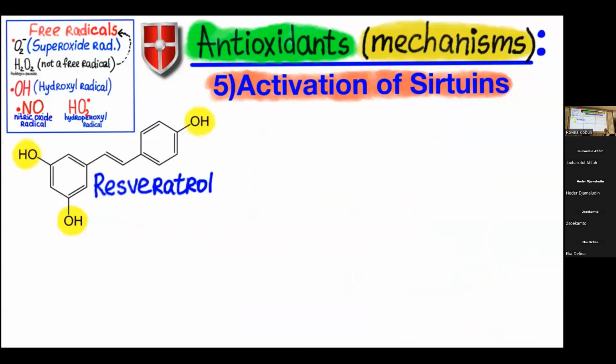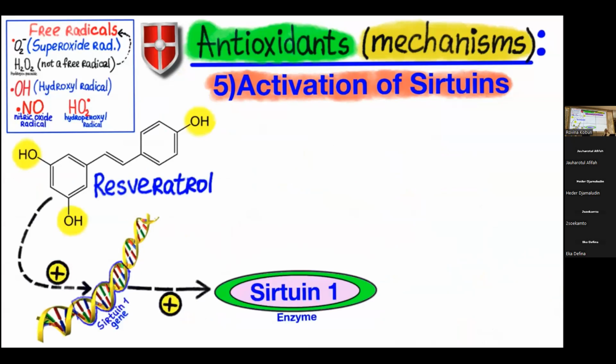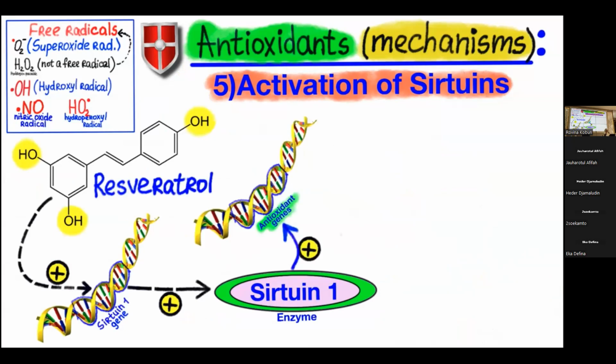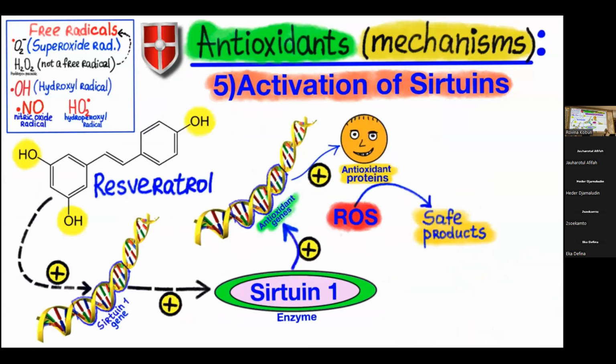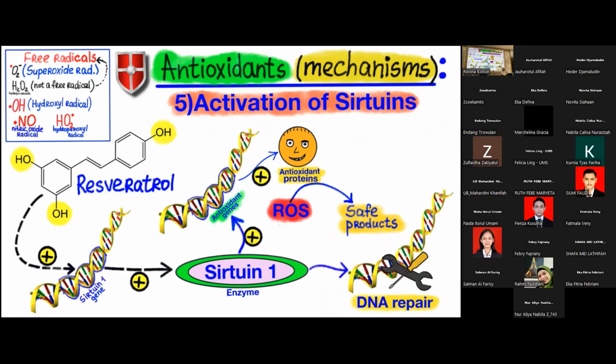The last mechanism. Resveratrol is known to activate a class of enzymes called sirtuins, particularly sirtuin 1. By promoting the expression of antioxidant genes and proteins, sirtuin 1 activation helps to counteract oxidative stress and protect cells from harmful reactive oxygen species. Additionally, sirtuin 1 is involved in DNA repair pathways, contributing to the maintenance of genomic stability. Activation of sirtuin 1 can enhance cellular resilience against oxidative damage and support longevity.